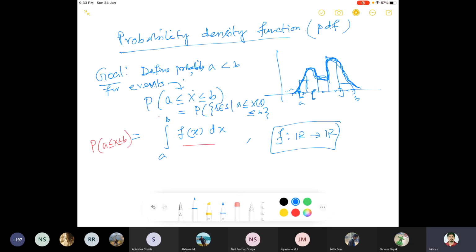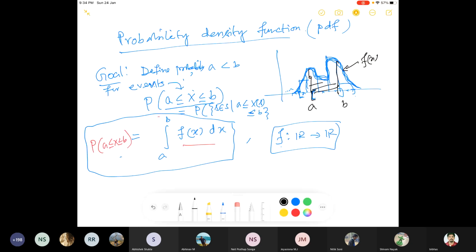So whenever I say a function f from R to R is a probability density function corresponding to a random variable, that means whenever I take the event a less than or equal to X less than or equal to b, the probability of this has to be given by the area under this curve. Here I also wrote a and b. So let's say this is a and b, and let's say this is equal to f(x). So the area here, this is the area.